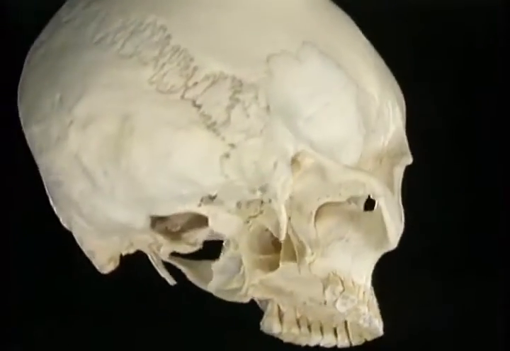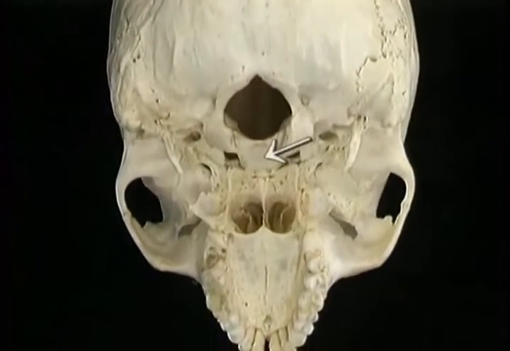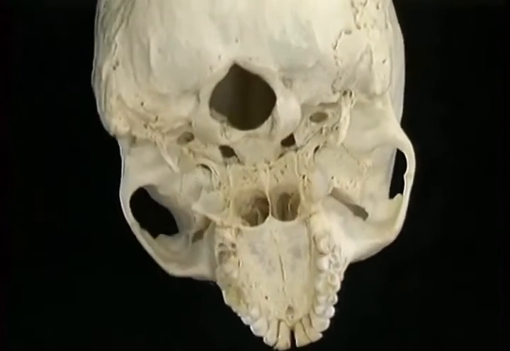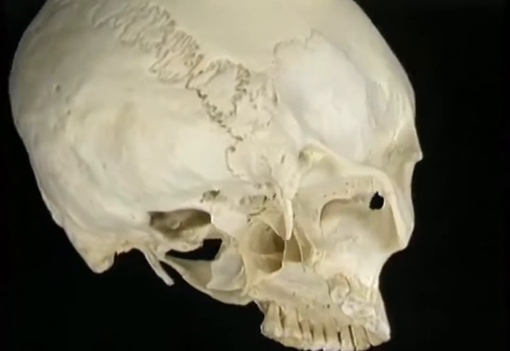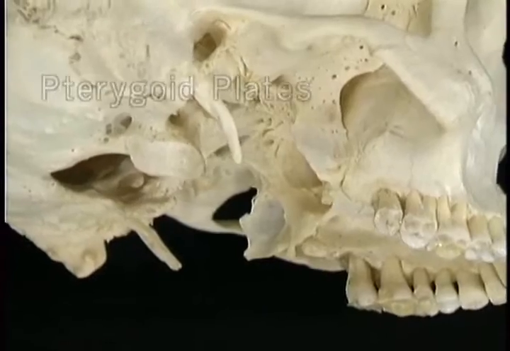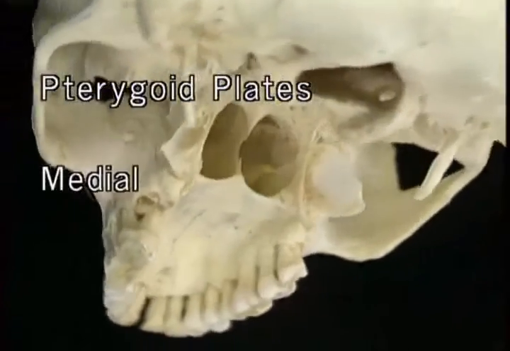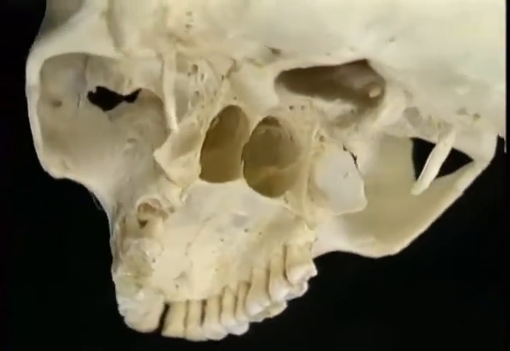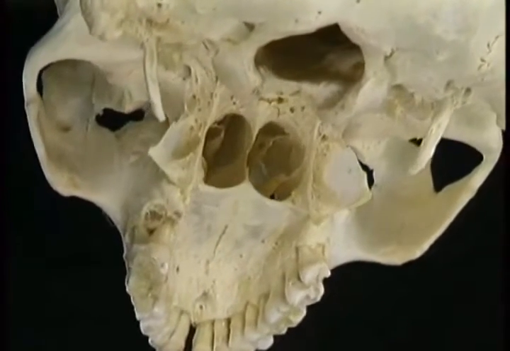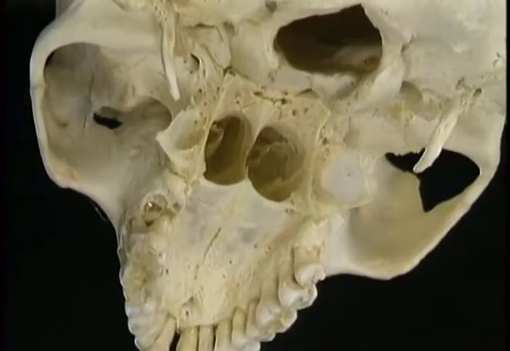On the underside of the skull, we come to structures that we've seen already. Here's the foramen magnum, the basilar part of the occipital bone, and the petrous part of the temporal bone. Two thin sheets of bone project down from the base of the skull behind the maxilla. They're the pterygoid plates, lateral and medial. Between the two medial pterygoid plates are the posterior openings of the nasal cavities, the posterior nares, or choanae.